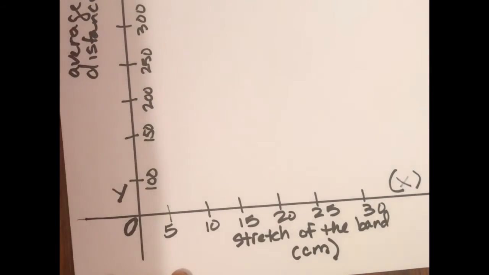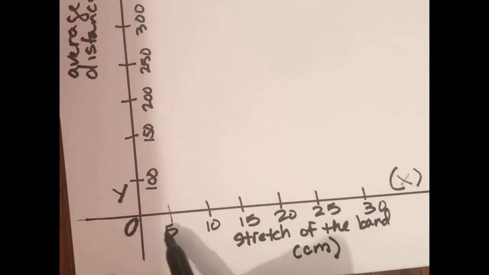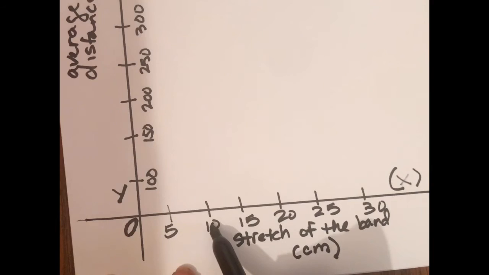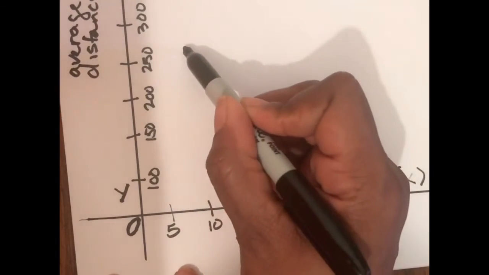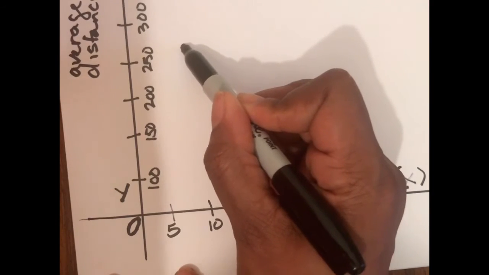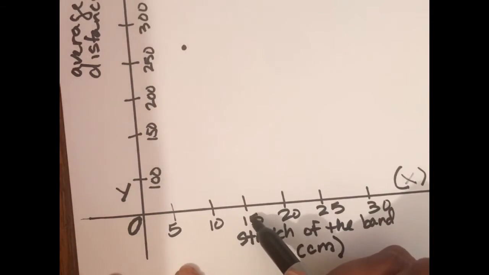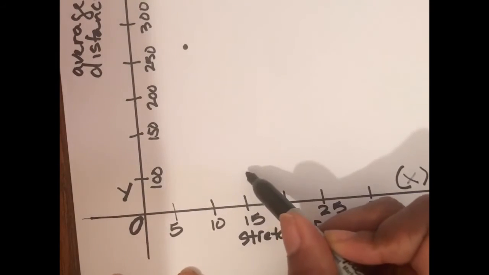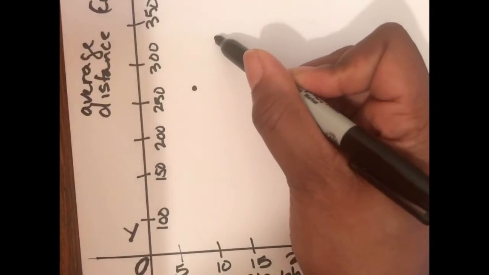So the average distance is along the y-axis, and we'll start plotting our points. Our first stretch was 10 centimeters, and it traveled an average of 250.5, so it's about right there, and we'll put a dot. At 15 centimeter stretch, our average distance traveled was 317. So we'll put a dot right about there.